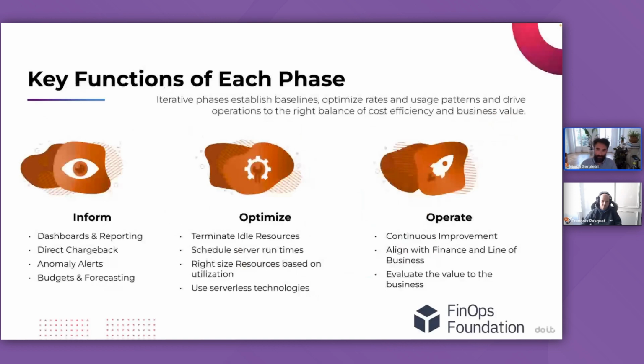I already introduced a bit of the functions of each of these phases, but I just want to reiterate a couple of elements here. The Inform phase is to take a look at your data, get the most accurate data possible, and understand how you're operating your cloud, identifying anomalies, and introducing budgets and forecasts to your practice.